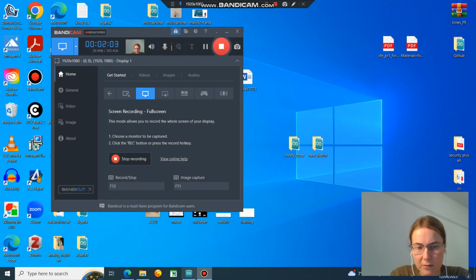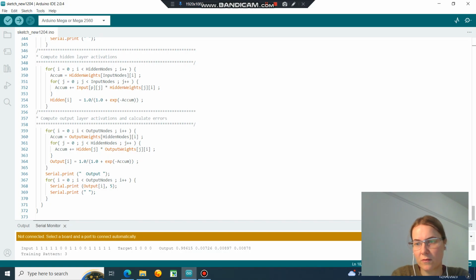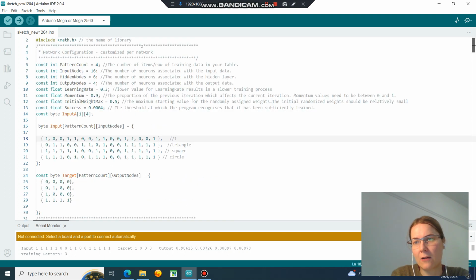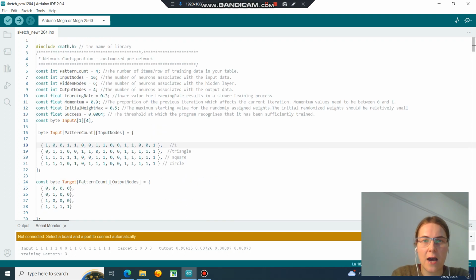Now I would like to talk about the code. The Arduino code which I use, the author is called Rive Hamsfield. I downloaded it from the internet and modified it a little. I would like to talk a little bit about it. Math.h is the name of the library which I use.